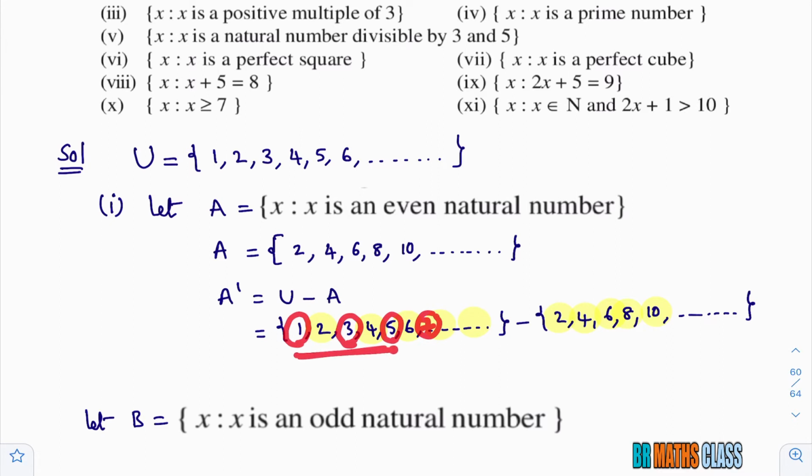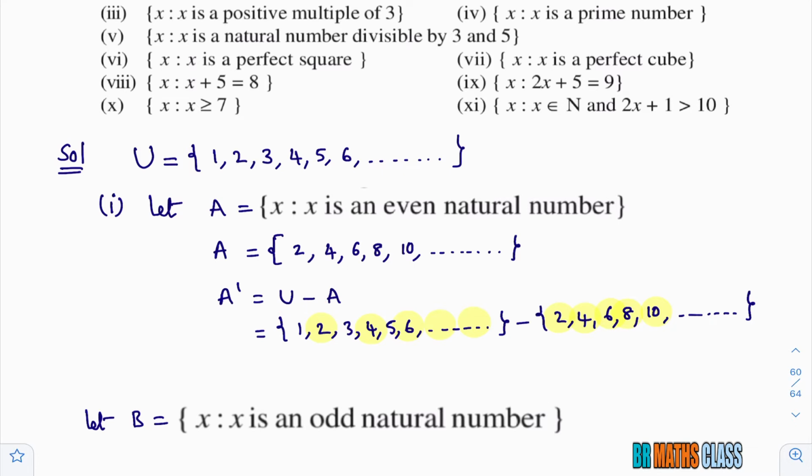That means these are all odd numbers. Please try to understand. These are all odd numbers. See here, X is an even natural number. What is its complement? Its complement is U minus A. That means all the elements present in the universal set but not in A. What are such elements? A contains even numbers. A dash contains odd natural numbers.